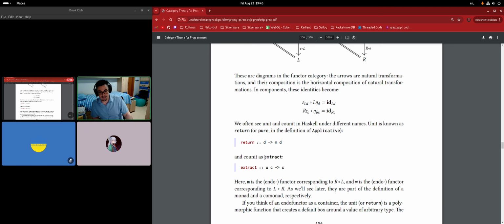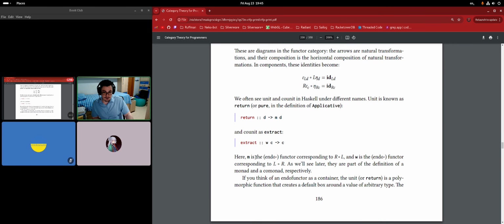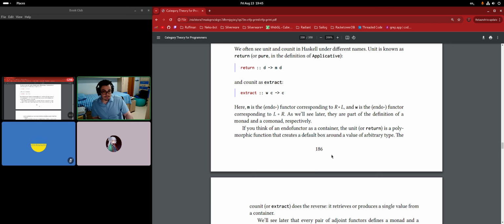And the co-unit is extract, right? That's from comonads, which I never used. I use this one a lot, many times, but I never used this one. Very, very interesting. Here M is the endofunctor corresponding to this, and W is the other endofunctor. Apparently this is going to be part of the definitions of monad and comonad later on, which is very cool. Now this is the interpretation as containers, which we get, right? The return is basically wrapping, and the extract is unwrapping. That's cool.